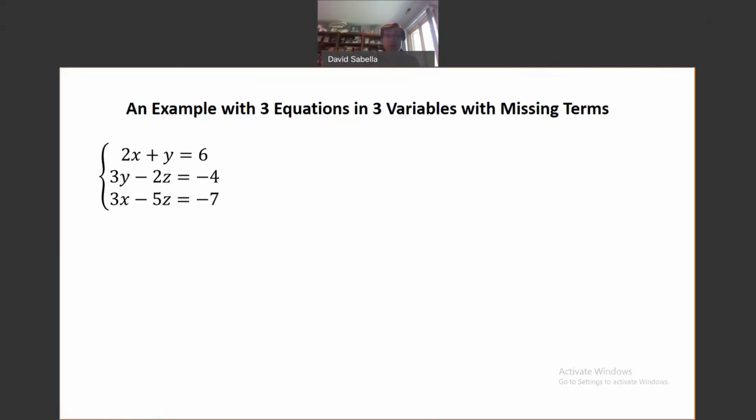Don't have to do that. We could have used elimination, but in this case, substitution, I think, is the easier way to do it. I could have, for example, combined the first and the second to eliminate the y value. And if I had eliminated the y variable, I would have been left with an x and a z, and I could have combined it with the third equation. But that's not what I chose to do.